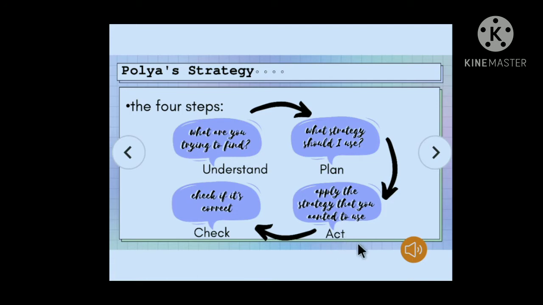in that certain problem. And after acting out the plan that we devised on the previous step, we are going to check if it's correct. We are going to validate if the result that we have is compatible and satisfies the problem.